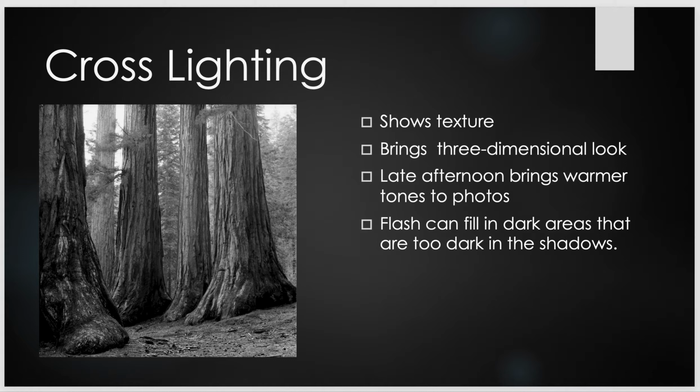Cross lighting. Flash can fill in the dark areas that, as we just talked about, are in shadow, that are too dark, like these areas. Now you can also achieve this with longer exposure. You set up on a tripod and do a longer exposure. But let's say you have something or someone moving in your shot, you would then need to use flash or auxiliary lighting.